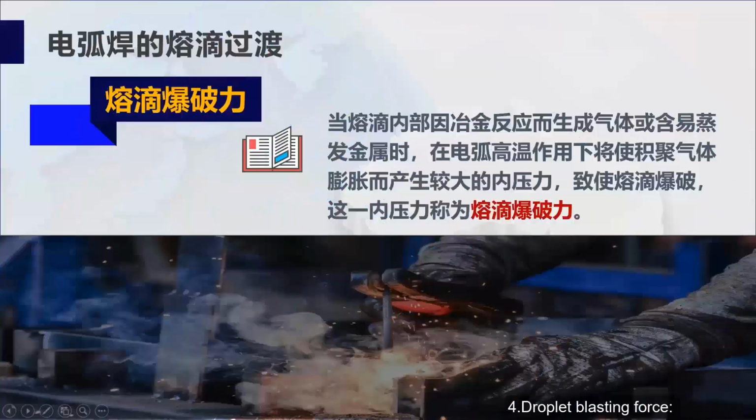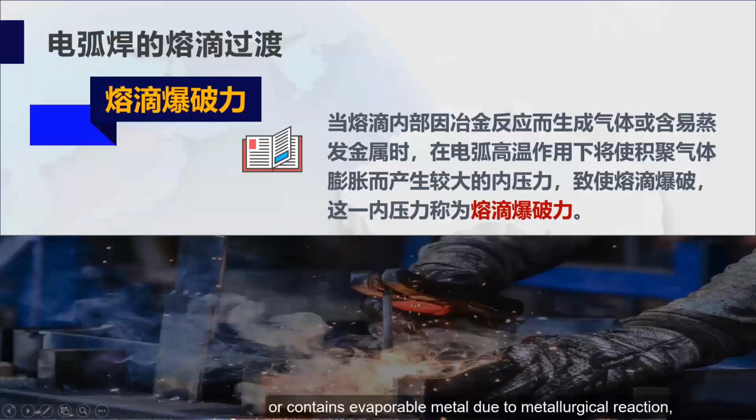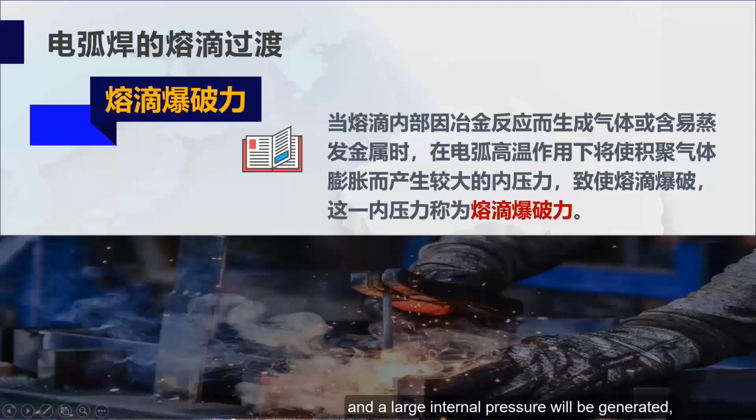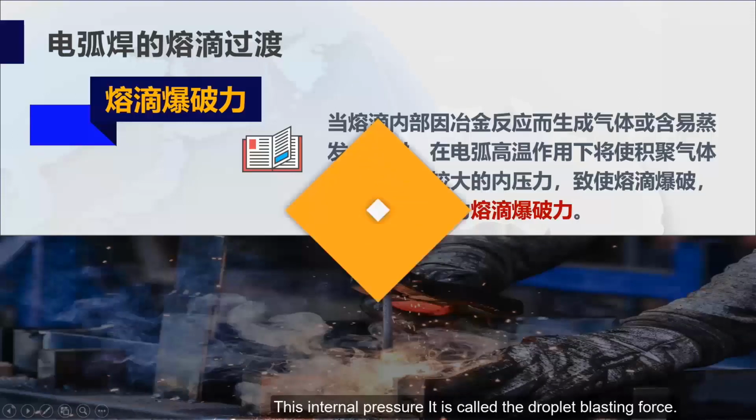4. Droplet blasting force. When the inside of the droplet generates gas or contains evaporable metal due to metallurgical reaction, the accumulated gas will expand under the action of high temperature of the arc, and a large internal pressure will be generated, resulting in the explosion of the droplet. This internal pressure is called the droplet blasting force.